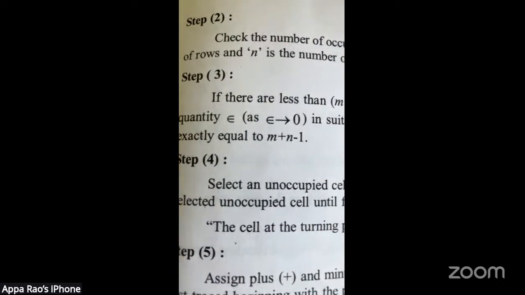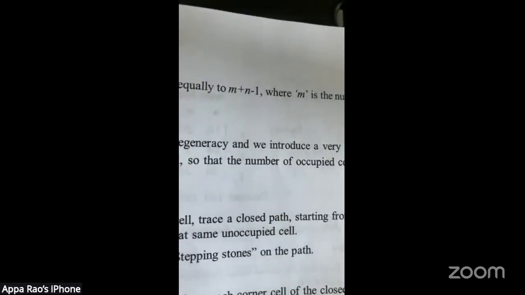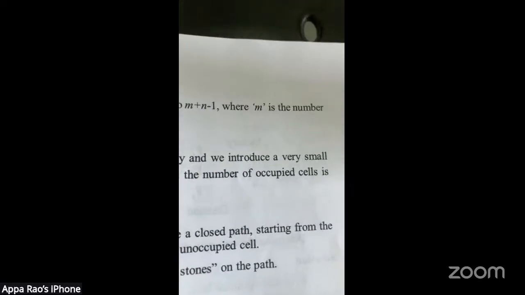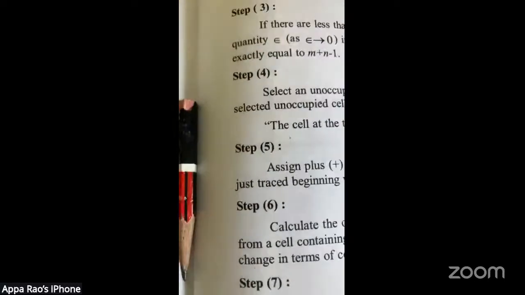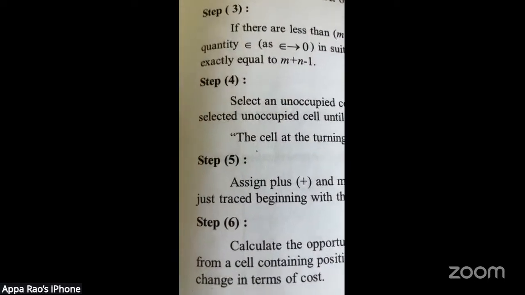Step 3. If there are fewer than m plus n minus 1, there exists degeneracy, and we introduce a very small quantity epsilon, which tends to 0, in a suitable independent cell, so that the number of occupied cells is exactly equal to m plus n minus 1.